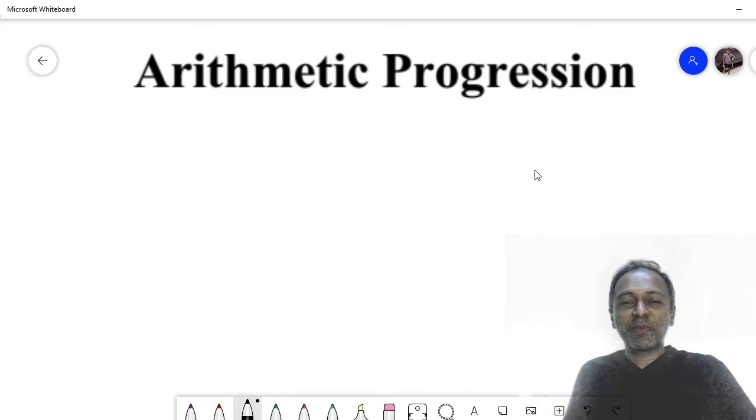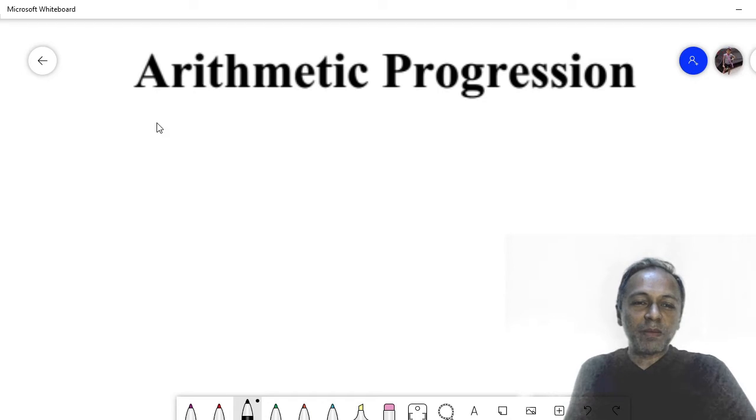Today we will start with arithmetic progression. It is one of the easier topics of your 10th standard. Weightage is usually 3 to 4 marks. It can come either in section 1 or in section 2. Let us begin without wasting any more time: arithmetic progression.